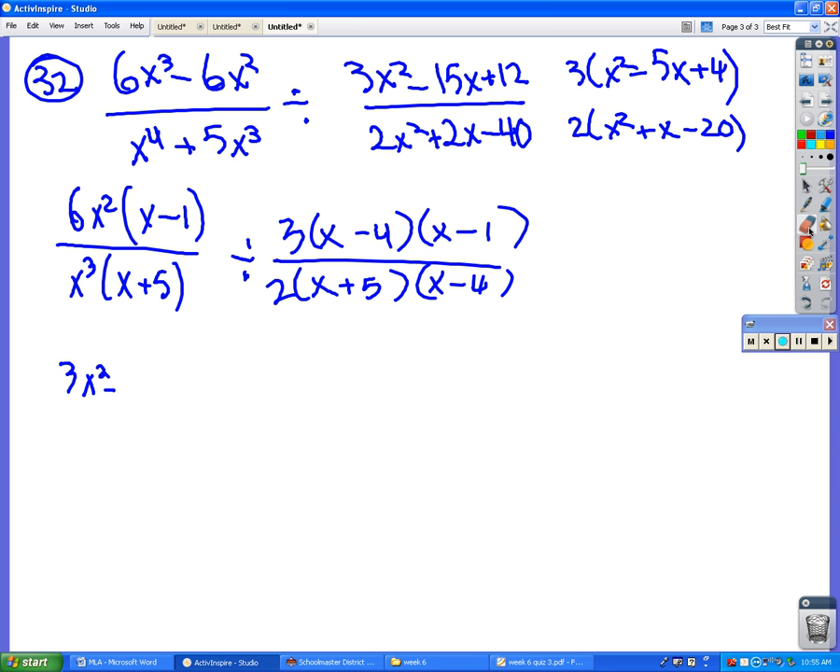So before we flip this over and start canceling things, we can now look and see what the restrictions on the variables would be. From this x cubed right here, that tells us x cannot equal 0. This x plus 5 means that x can't equal negative 5. Same for these right here, because those are going to cancel, and then x minus 4 means x can't equal 4. Okay, so now let's flip that over and multiply.